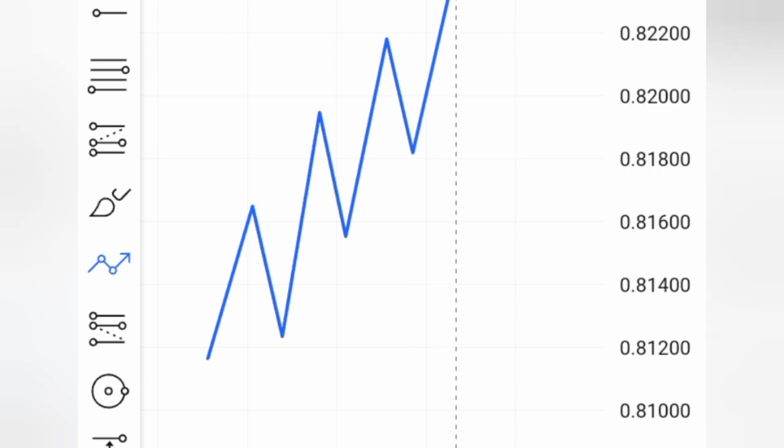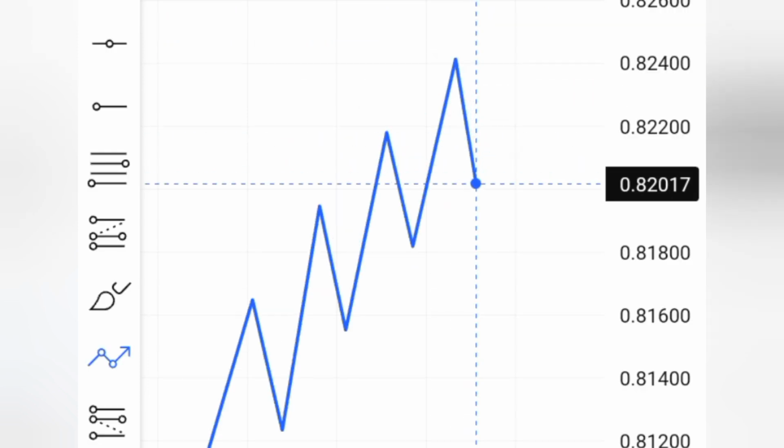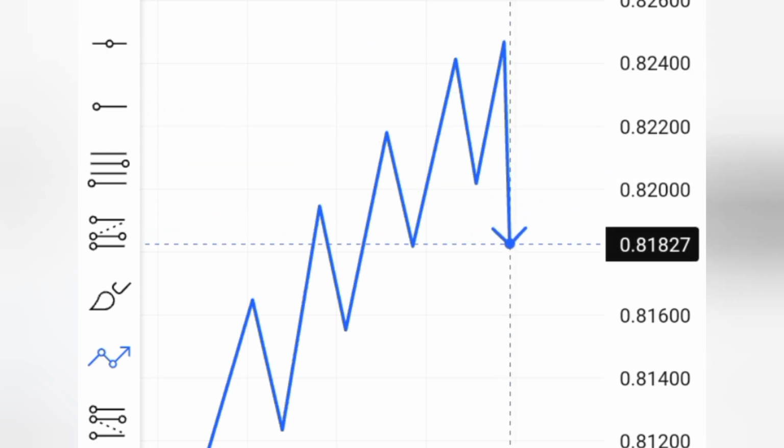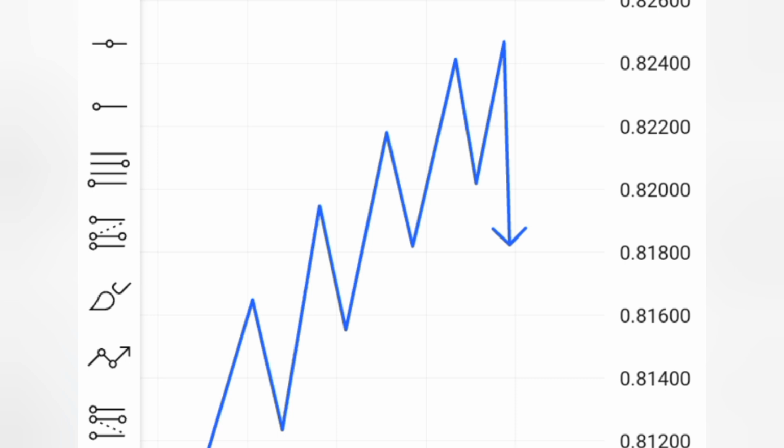What we call change of character is a potential reversal when the price breaks the previous high or low. For example, here, this was the previous low.